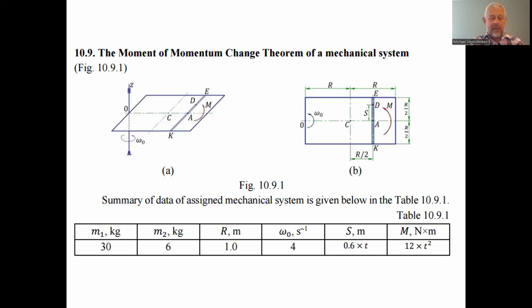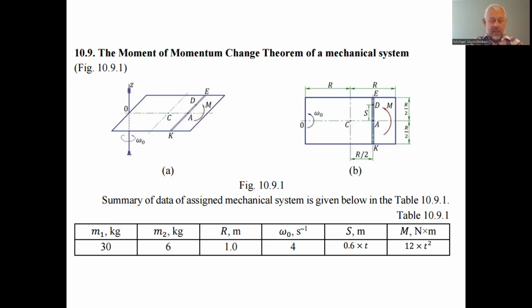And as well, we have the moment of momentum change theorem, or you can say the moment of the amount of motion, or we can say the kinetic moment. The kinetic moment is this moment of momentum, or moment of the amount of motion. And we have to remember that this is proportional to the characteristic of the inertia of the rotation of the mechanical system elements or continuous bodies, and proportional to the angular velocities of this rotation.